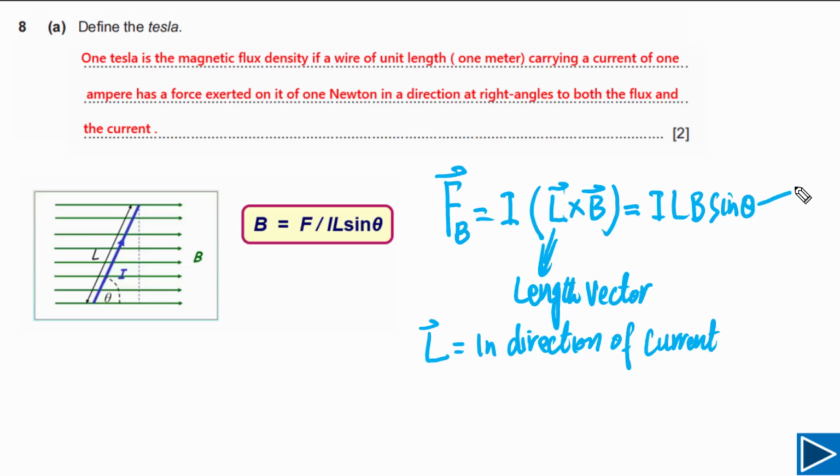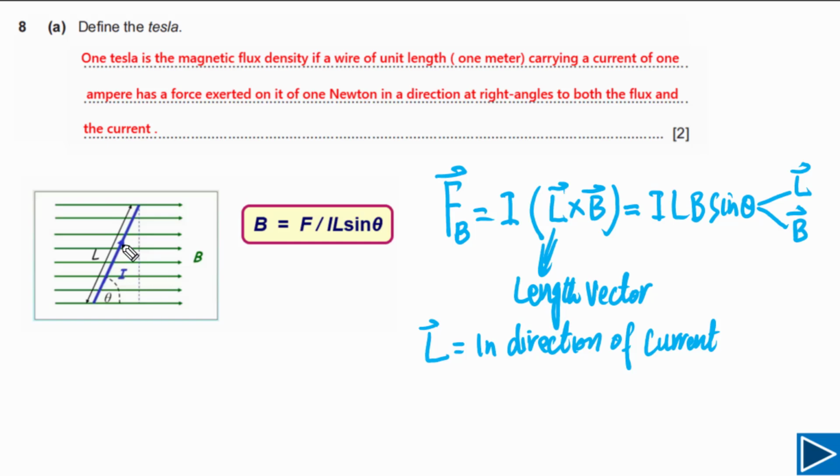And theta is the angle between the L vector and the B vector. Current in fact is a scalar. So it is better to say this is the angle between the L vector and the B vector, not the angle between I and B. But the magnitude of the angle is the same. But this is a proper way to say theta is the angle between the L and B vectors.